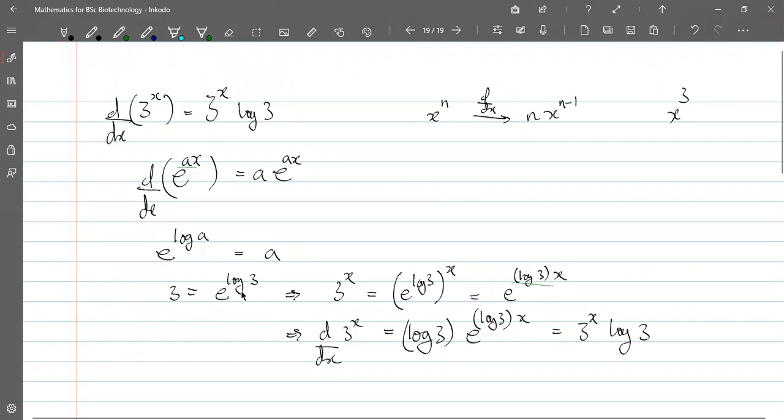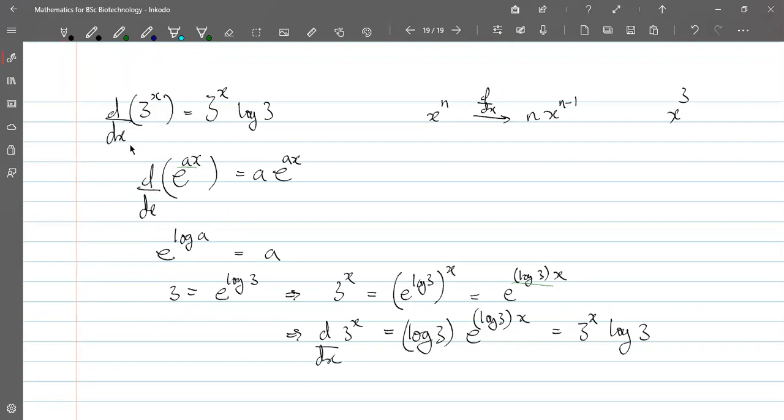You can write e to the power of log 3 equal to 3. Right? So for any a, we are not considering this as a function of a. It's true for all a. So we are considering a as some unknown constant. I don't want to say function because we are differentiating this function with respect to x. So we are considering x as a variable, a as a parameter.